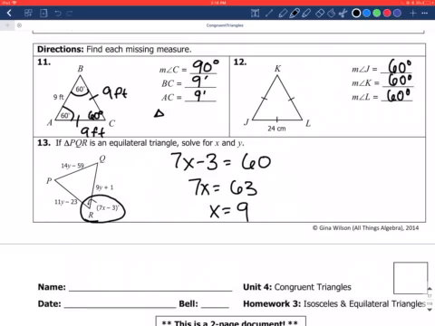For y, it doesn't really matter which two we pick here. I'm going to pick the two that have the smallest numbers, and we know that they are congruent. So we're going to subtract the 9y and add over the 23, and y will equal 12. 9 and 12 are your final answers there.